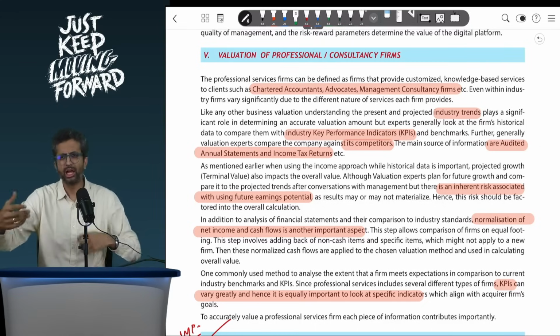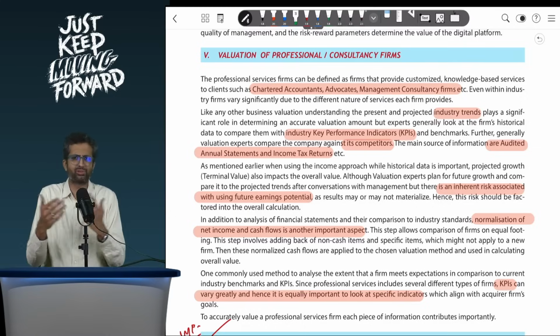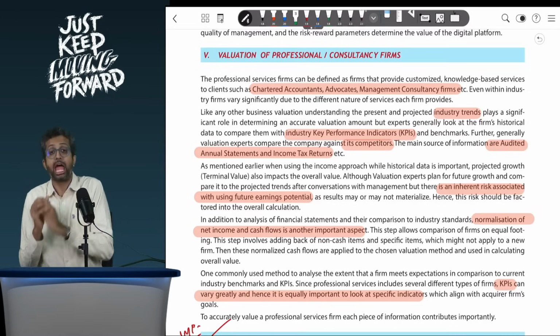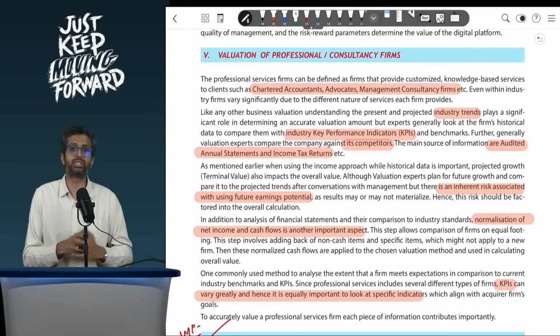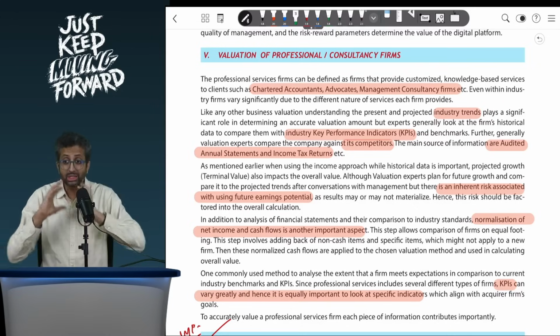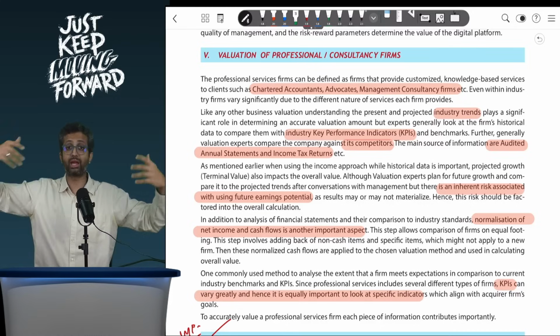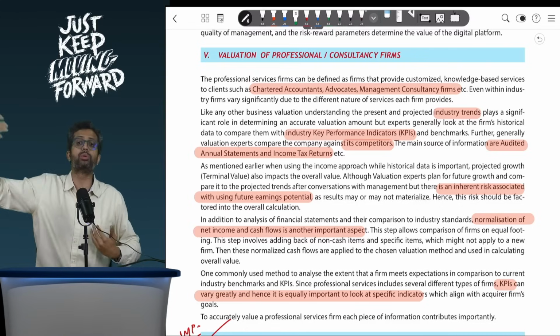Now, usually you will try to predict your income, take the present value of those cash flows, and you will get the value of these firms. So there's nothing unique per se, except for the fact that these firms will have certain key performance indicators, or KPIs, as you call it in HR language. If you are like McKinsey, Bain, and BCG, you have much higher KPIs as compared to the average consulting firm, so their valuation would be relatively higher.